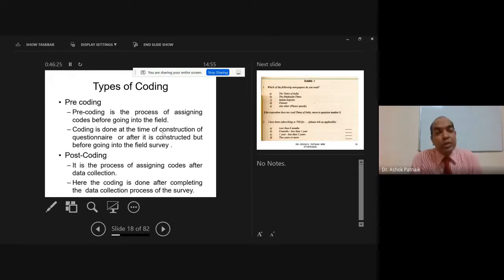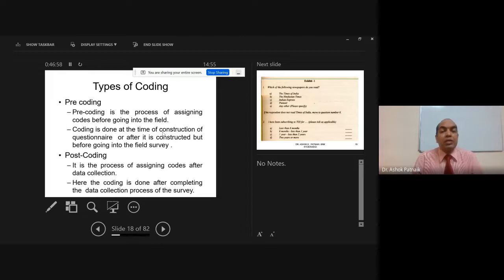Then we come to the types of coding. There are different types of coding. Generally, coding is done in two ways. One is pre-coding. Pre-coding is the process of assigning codes before going to the field. Before you take your questionnaire to the field for data collection, you do the coding itself. What you do is you take the questionnaire, you construct a coding sheet, and you send them to the field for collection of the data.